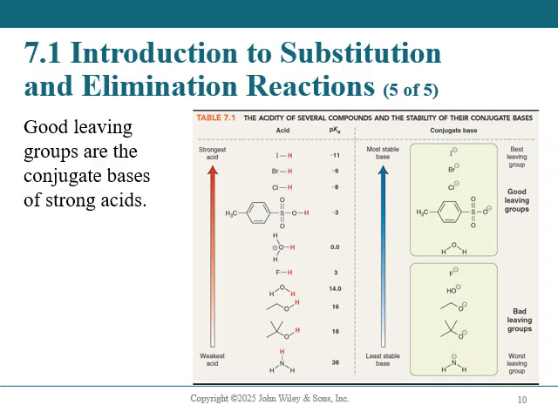Good leaving groups are the conjugate bases of strong acids. This is a very important concept that you should familiarize yourself with early on because it will allow you to perform analysis of synthesis much easier later on. You can see your stronger acids, the conjugate bases of them, that means the deprotonated species, make for very good leaving groups. And as our acids become weaker, the leaving groups are not so good.